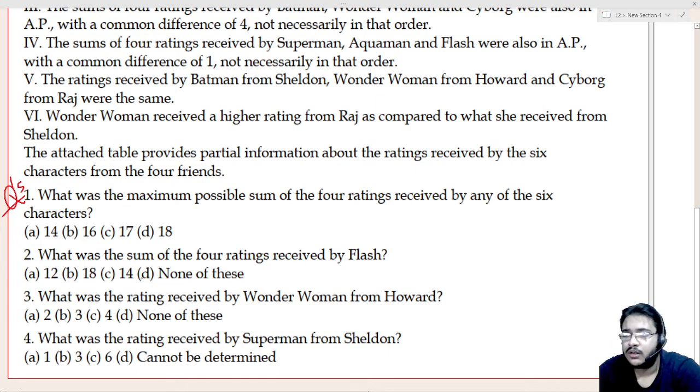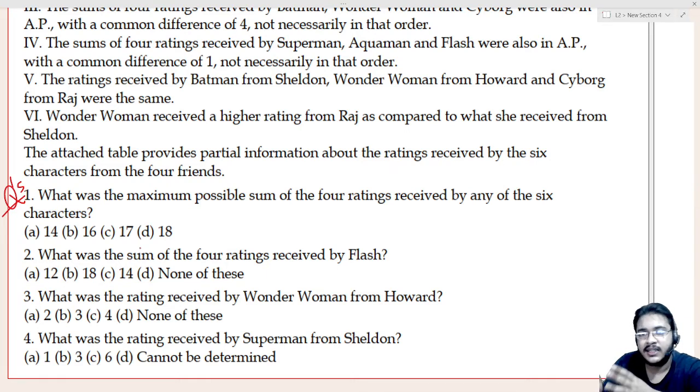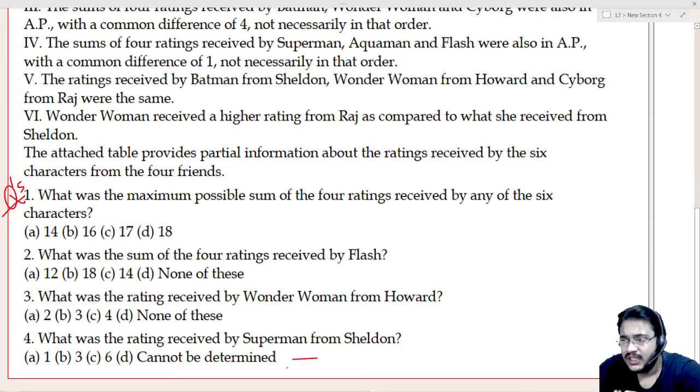Now the options are also very interesting, because I can see only integral numbers, because they have said that the numbers 1 to 6 are integral, so the summation will also be an integer. So that way the set is not that much difficult in that sense. But there is one element that gives me an alarming signal, and that is there is a 'cannot be determined' option given over there.